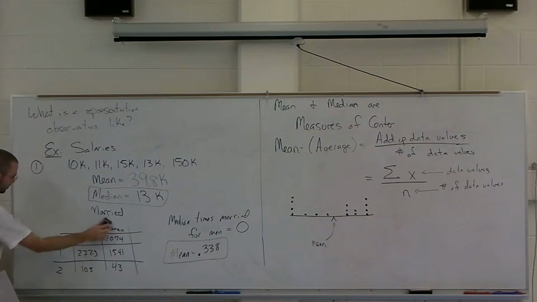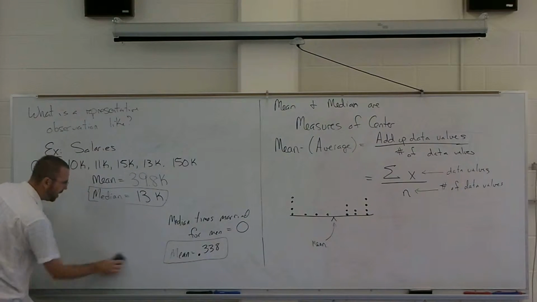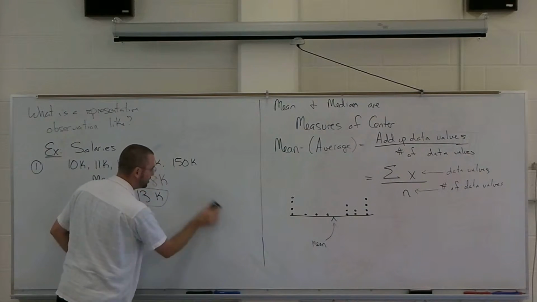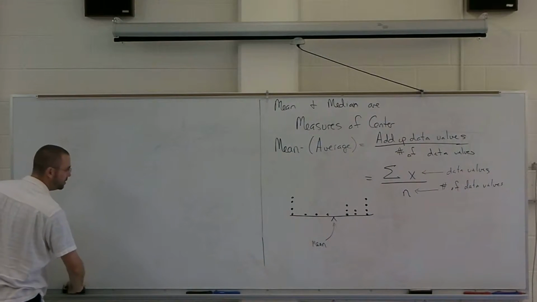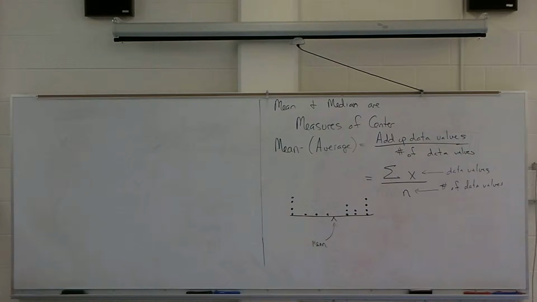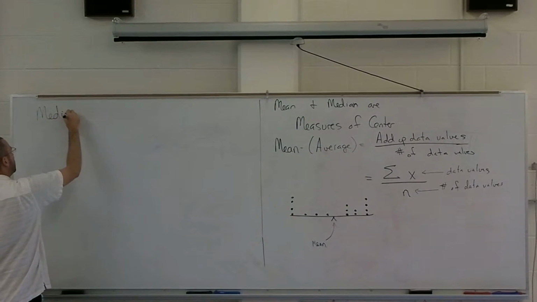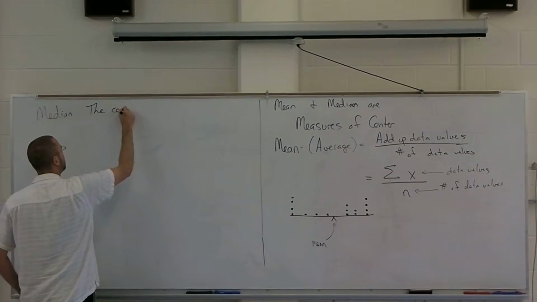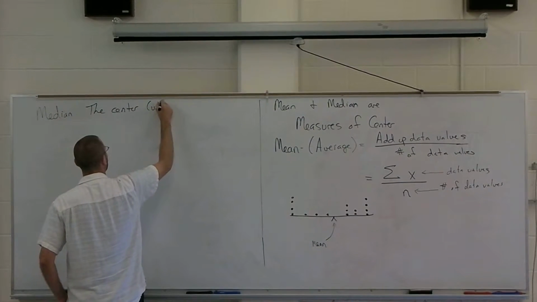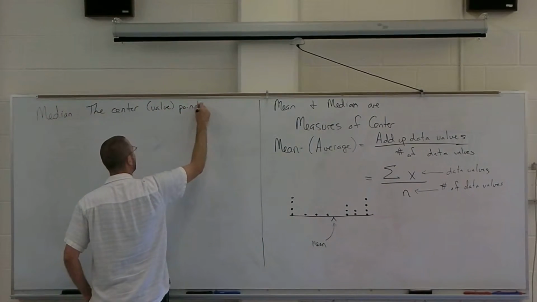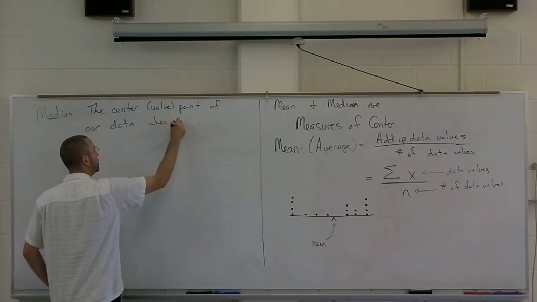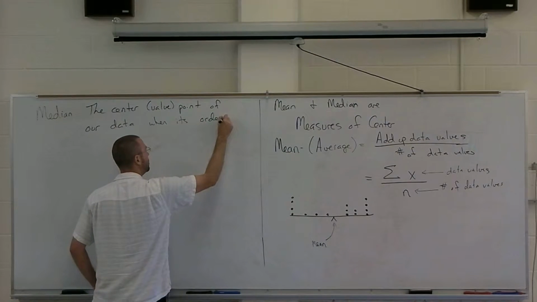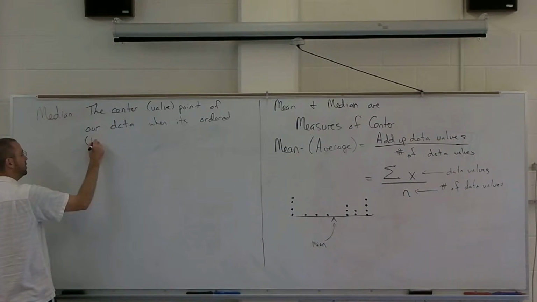The median, we talked a little bit about this one in the past. The median is another way of describing the center of our data. It describes the center by listing the value that shows up in the exact middle if we were to list all of our data values out. So the median is the center point, the center value of our data, when it's listed or ordered from least to greatest or greatest to least.